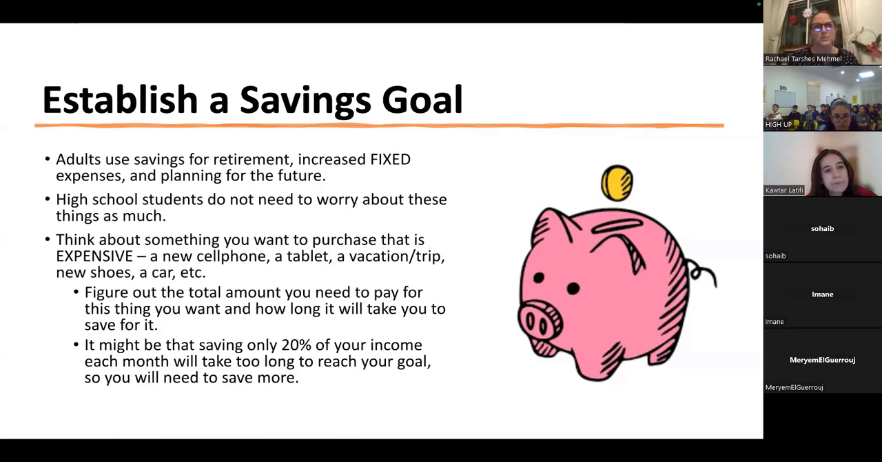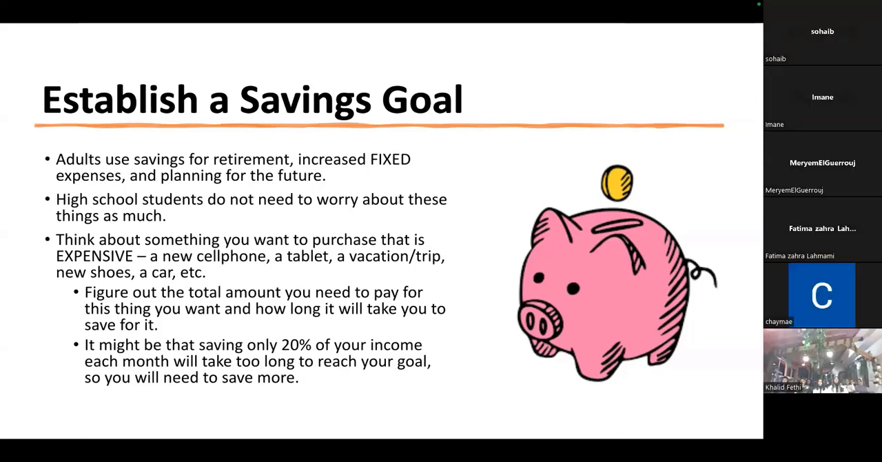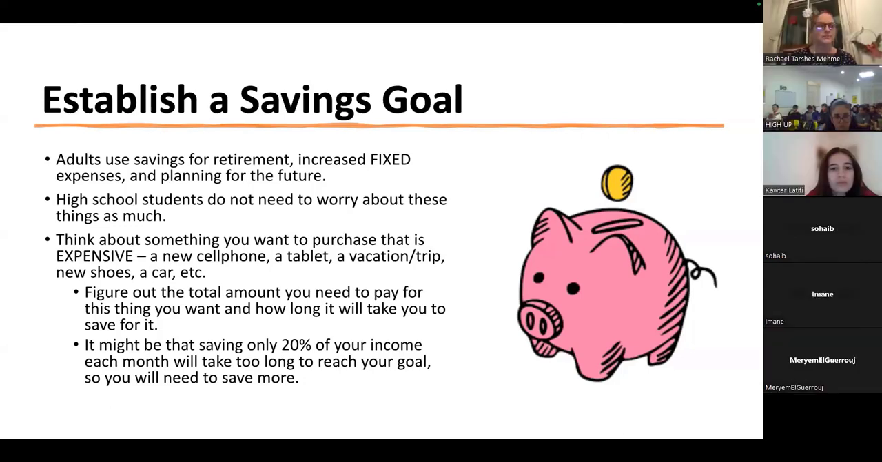And sometimes it works out that the 20% of your income saved every month is enough to pay for that. And sometimes it's not enough. And so then you have to figure out, am I willing to spend or to save more money every month? Or am I willing to wait longer to buy the thing that I want? And you just push out your budget based on that.